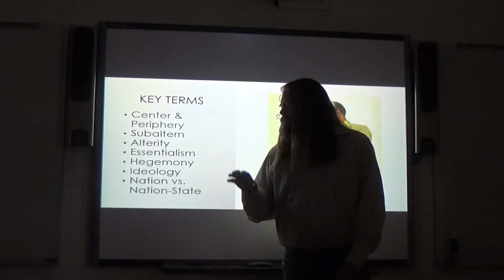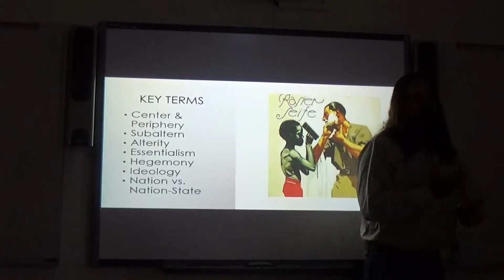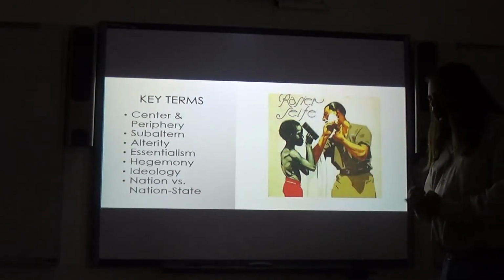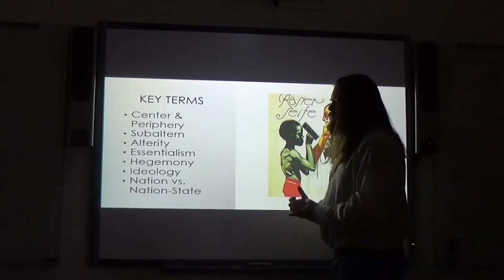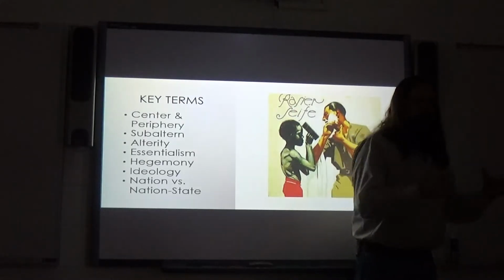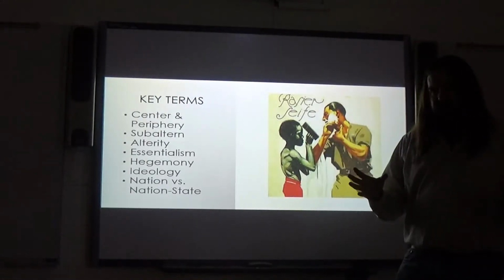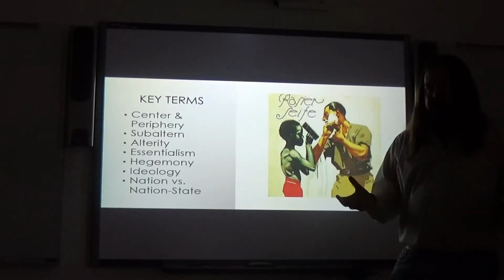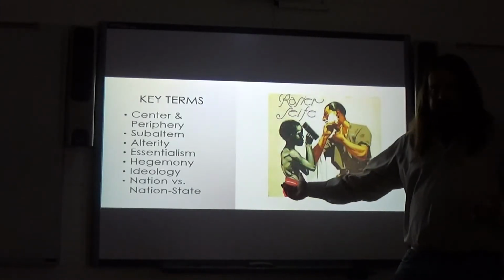And finally, it's important to understand the distinction between the nation and the nation state. Right? A nation refers to a group of people who meet some set of ethnic criteria, right? Members of, say, the Cherokee Nation or the Kikuyu Nation.